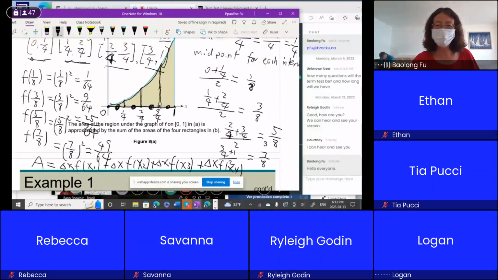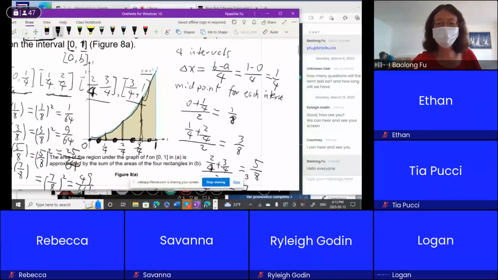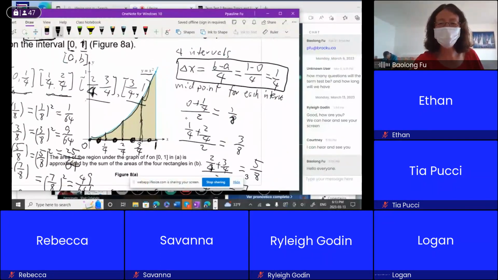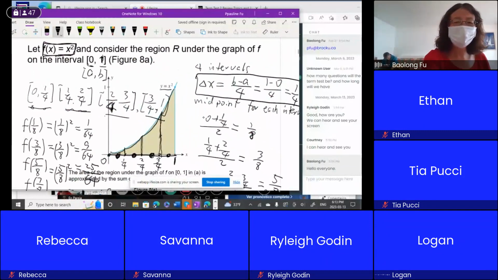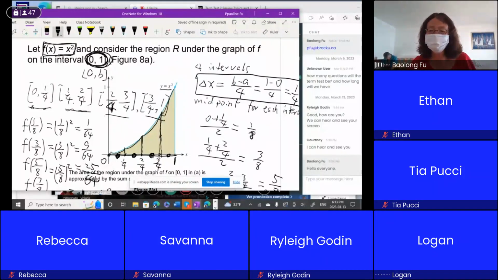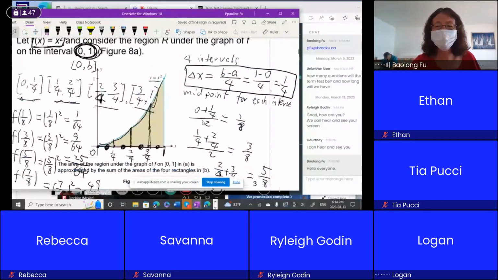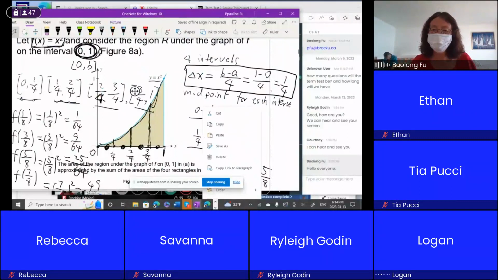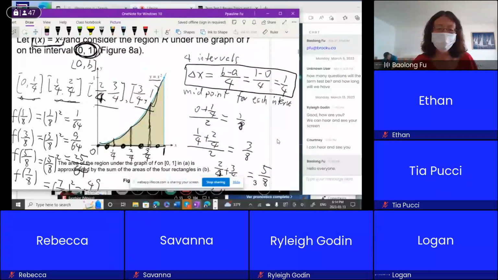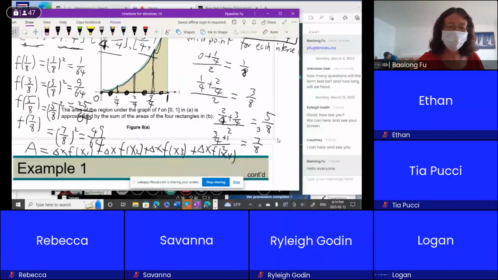And what is delta x again? See here, definition, delta x equal to (b minus a) over 4. What is a and b? The original given interval, 0 is a, 1 is b. Okay, so now delta x in this example is 1/4.